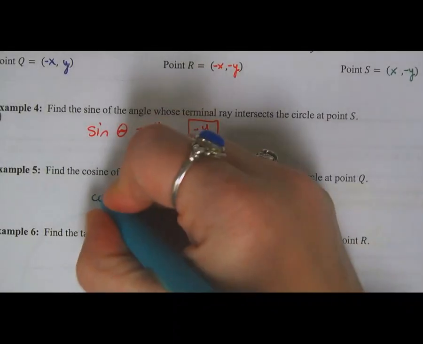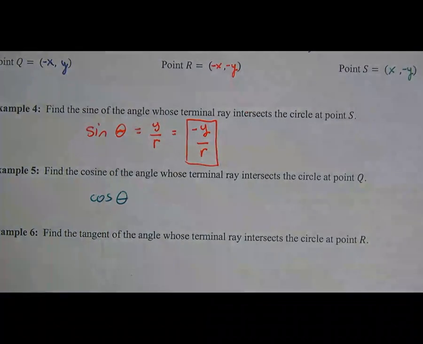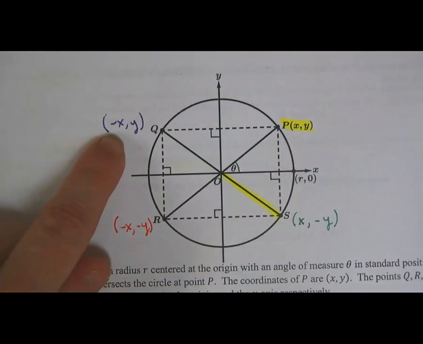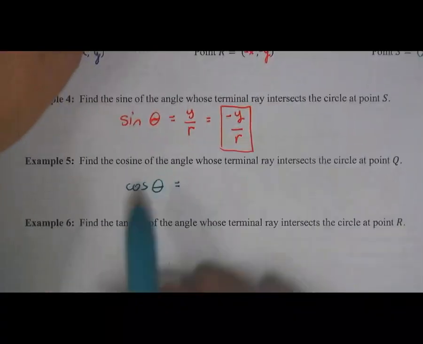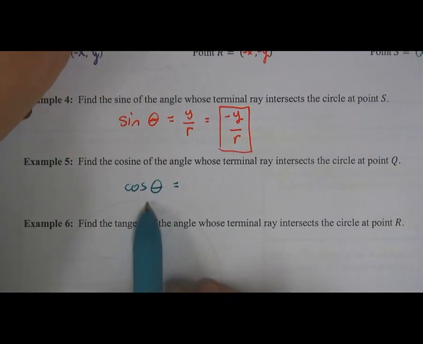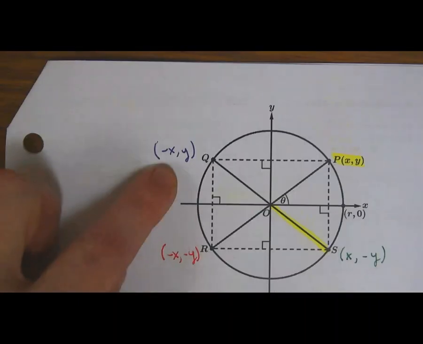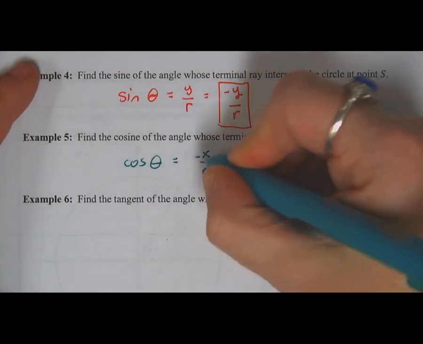Find the cosine of the angle whose terminal ray intersects the circle at point Q. So now I only care about point Q, (-x, y). How do we set up the fraction for cosine of an angle? X over radius. Well, the x value for point Q is negative x, so negative x over r.